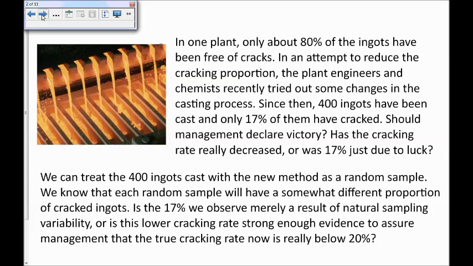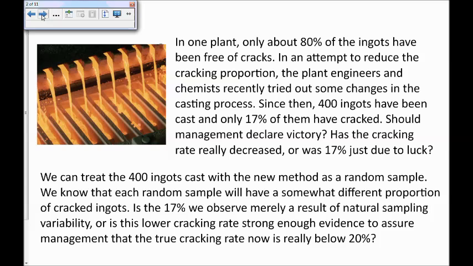So in an attempt to reduce the cracking proportion, the plant engineers and chemists recently tried out some changes in the casting process. Since then, 400 ingots have been cast, and only 17% of them have cracked. Should the management declare victory? Is this enough to show that these changes have made a big difference? Or is the 17% just due to luck, due to random chance, that we happened to get more of the ones that didn't crack in that group of 400?